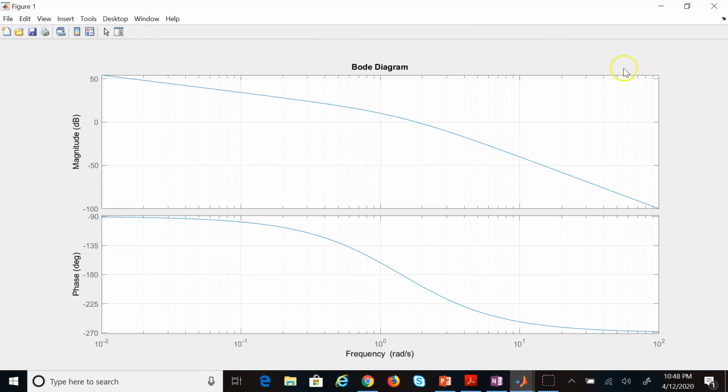Just as a practice, if I click on data tip, hopefully it brings it up, yes. How would you find the phase margin? Phase margin is where you first find the frequency at which the gain is 0. I guess this is the closest you can get to 0. So the gain crossover frequency is 1.8. Then you find the phase of the system at that location. Let's go exactly to 1.8 again.